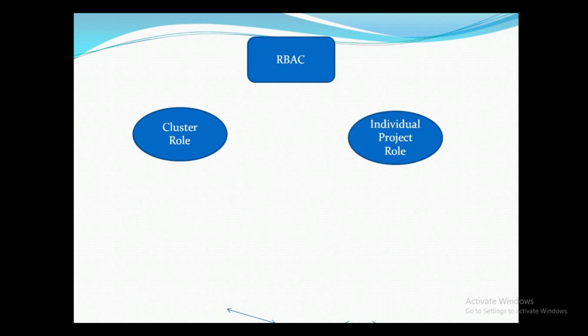RBAC is an acronym of role-based access control and is basically used to authorize a user or a service account. There are two types of role. One is cluster role and another is individual or project role. Once we create a role, we can assign this role to a user, and this mapping is known as binding. If we assign a cluster role to a user, it is known as cluster binding. And if we assign an individual project role to a user, it is known as just binding.